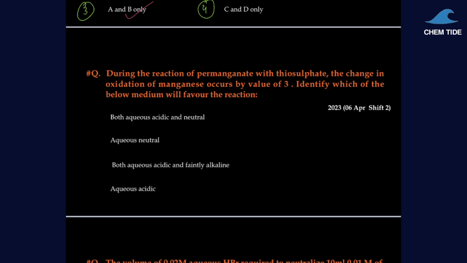During the reaction of permanganate ion, permanganate means MnO4 minus, with thiosulfate means S2O3 minus 2, the change in oxidation of manganese occurs by a value of 3. Okay. It means the MnO4 minus is changing its number. Here it is +7 and the electron change is 3. So here it should be 4 then, because 7 minus 4 is 3 only. So identify which of the following medium will favor the reaction.